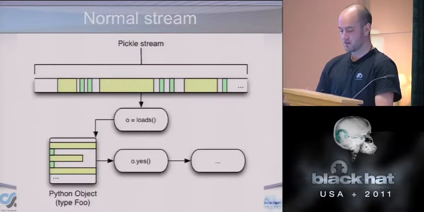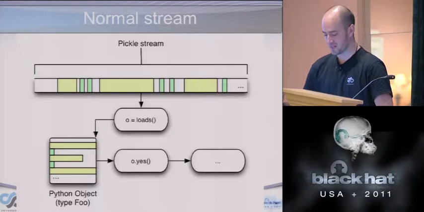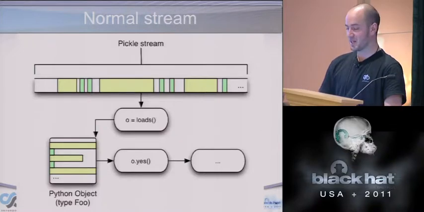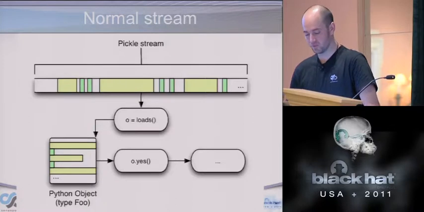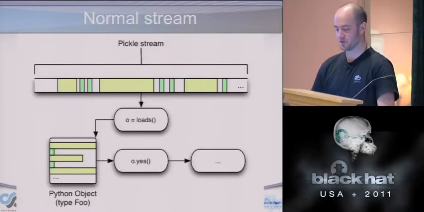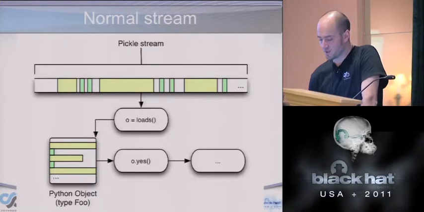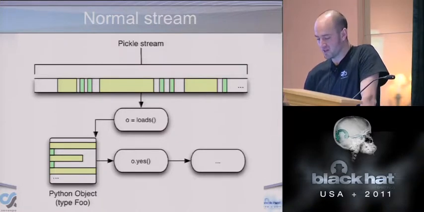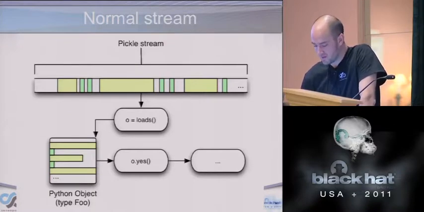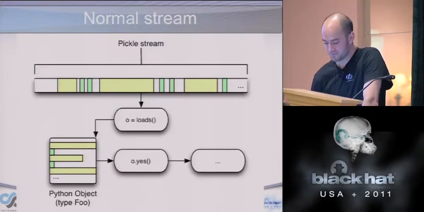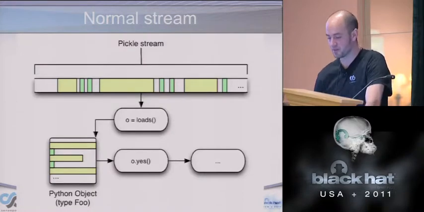That object is now a live Python object. In this case, it's of type Foo. You'll notice that I've got data in the pickle stream: strings, which are yellow here, and integers, which are green. When the PVM finishes executing, that data gets placed into this live object, so it becomes accessible inside the object. Later on in the original Python program, it's possible to call methods that this class supports, for example o.yes. And then the application can continue executing because it's dealing with an object that it expected.